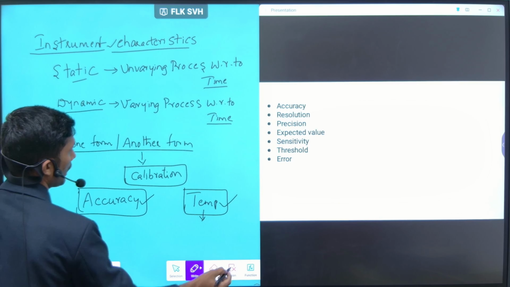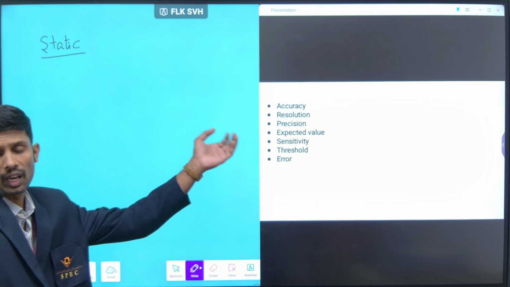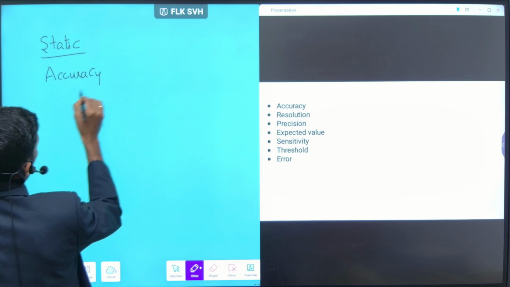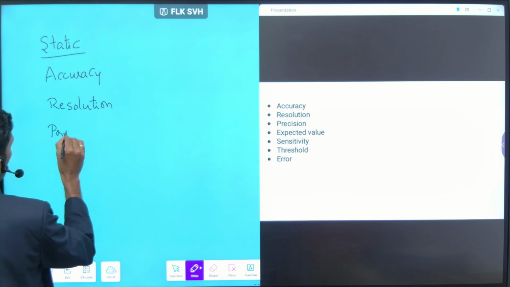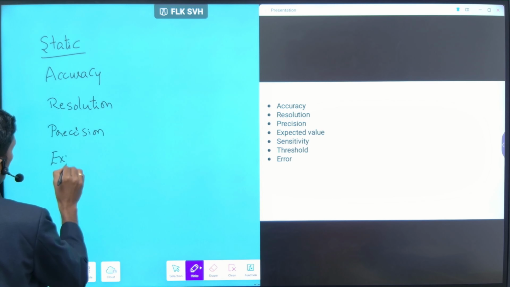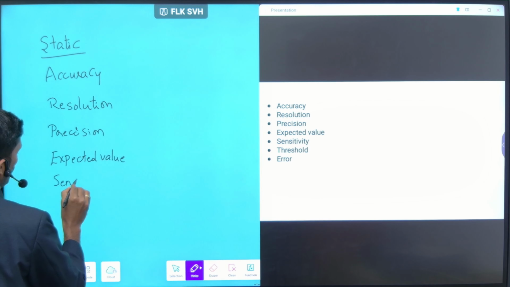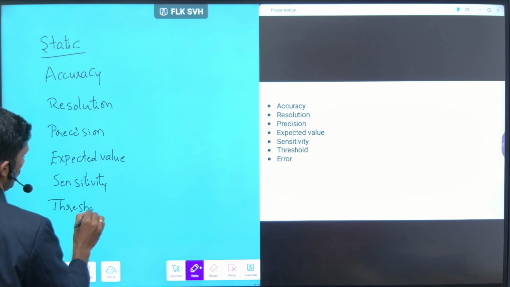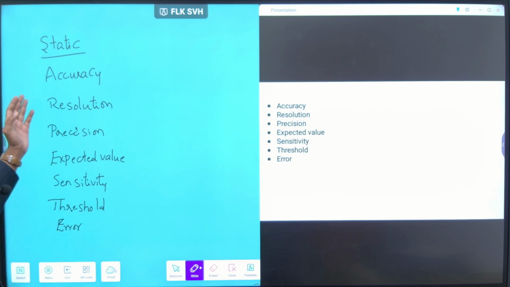In static characteristics, we have different types: accuracy, resolution, precision, expected value, sensitivity, threshold, and error. All these are the different types of static characteristics.